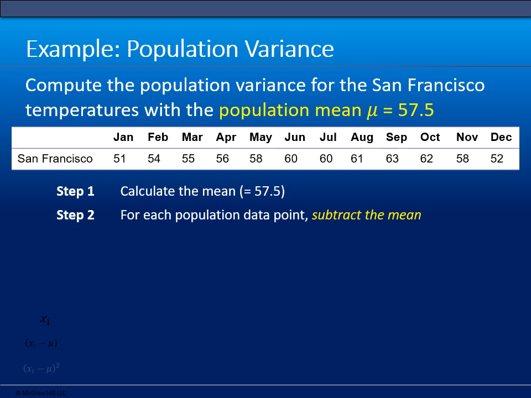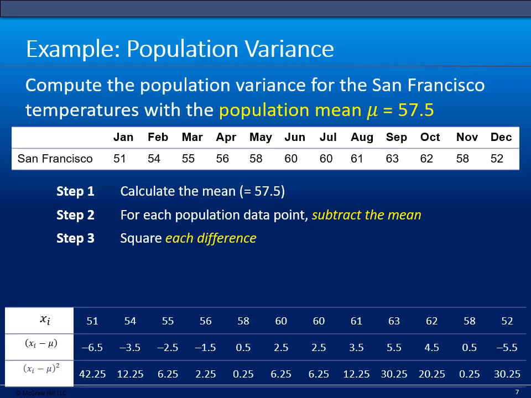Here the mean was already calculated for us. Again, we take each data point, 51 minus 57.5 squared, 54 minus 57.5 squared, 55 minus 57.5, then squared, 56, etc., all the way down to 52 minus 57.5. Again, that difference squared. Once we do that, we're going to add them all together. Here you can see it.